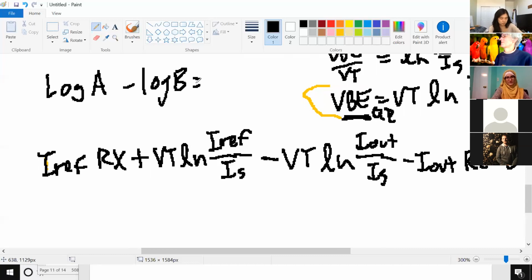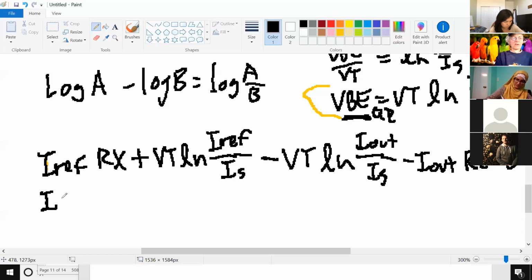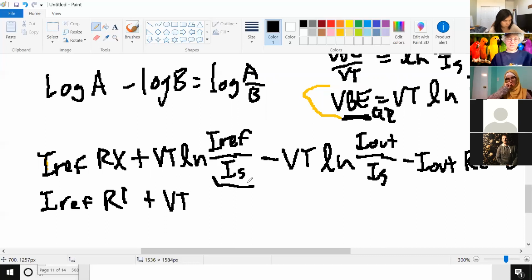Log of A over B. So what can you do with this thing? Can't do anything with the I ref. That has to stay there. You could change it into the log of A minus log of B form, and then it'll cancel out because you're subtracting the ln of I_S, and you're adding it with the two different ones.